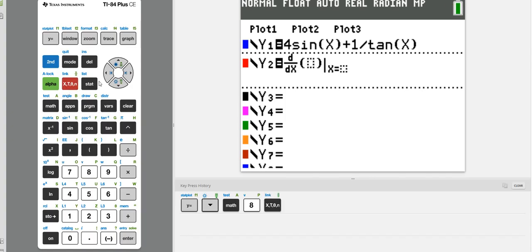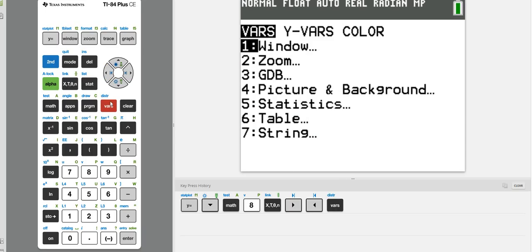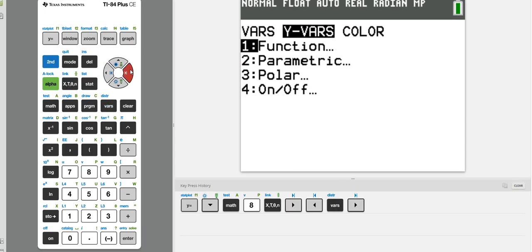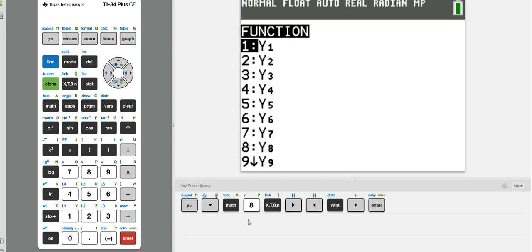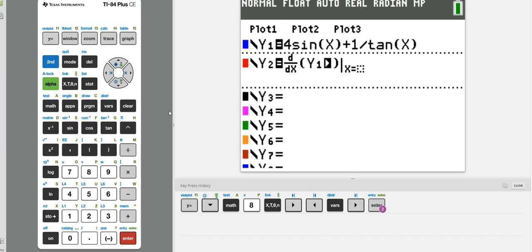So that's d by dx. And I want to differentiate 4 sine of x plus 1 over tangent of x. I don't really feel like typing that all in again. So do you remember the shortcut the other day? The vars key, then cursor to the right once to get y vars, and then press enter for function. If you need to retrace my steps, they're down here. Let's press enter or type the number 1. That's the derivative of y1, and put in an x here.